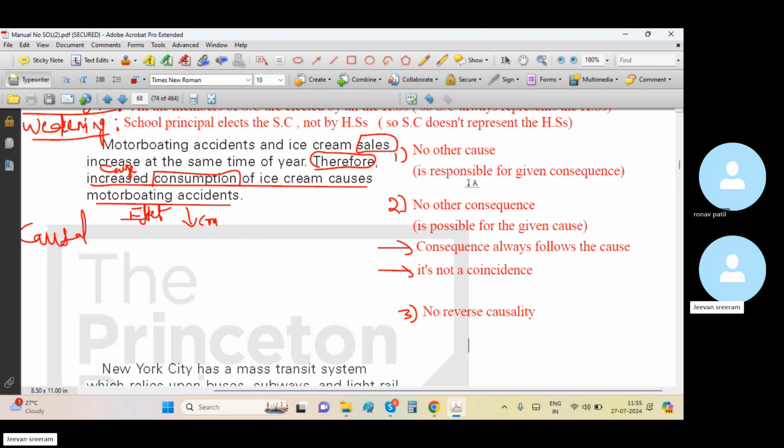So how about the corresponding assumption for each of these for this argument? No other cause means ice cream consumption is the correct cause for the motor boating accidents, right? No other consequence means how about the corresponding related assumption?